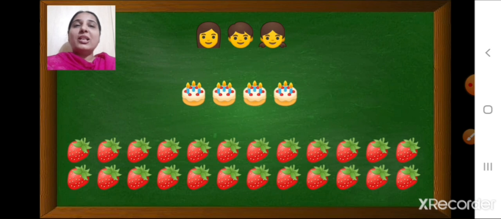And your mother needs a little favor from you. She tells you to put an equal number of strawberries on each of the 4 cakes. Okay? You have to put an equal number of strawberries on each of the 4 cakes. So how are you going to help her? How many strawberries will you put on each cake? What will you do? Yes, what will you do? You will divide these strawberries, the total number of strawberries, to put equally on each of the 4 cakes.